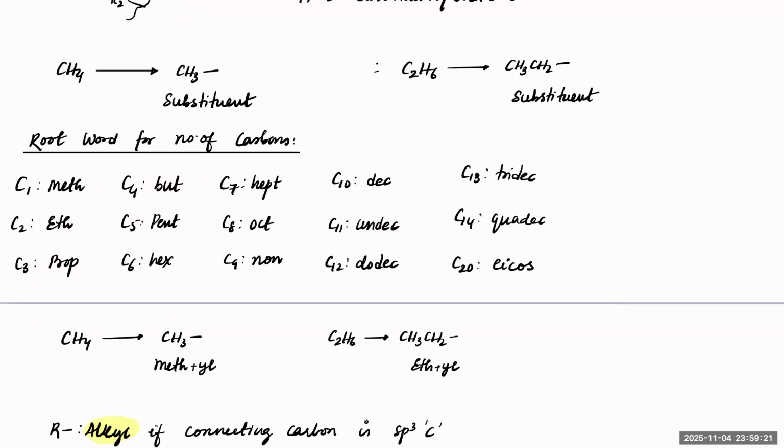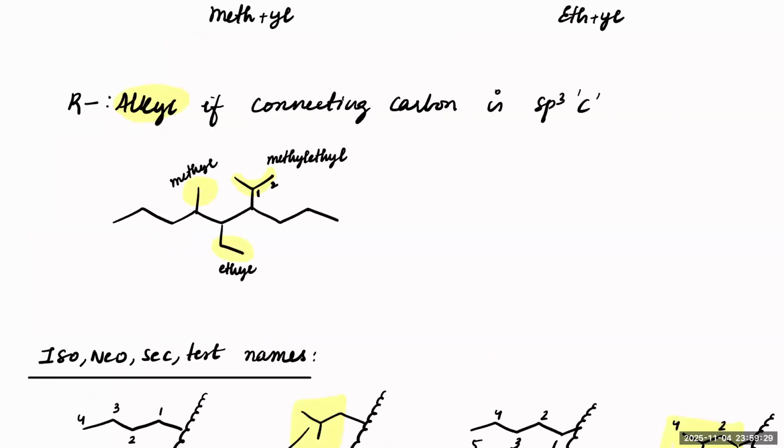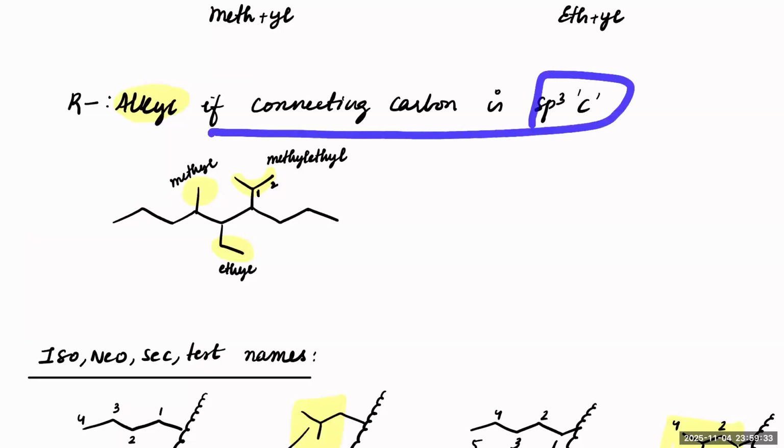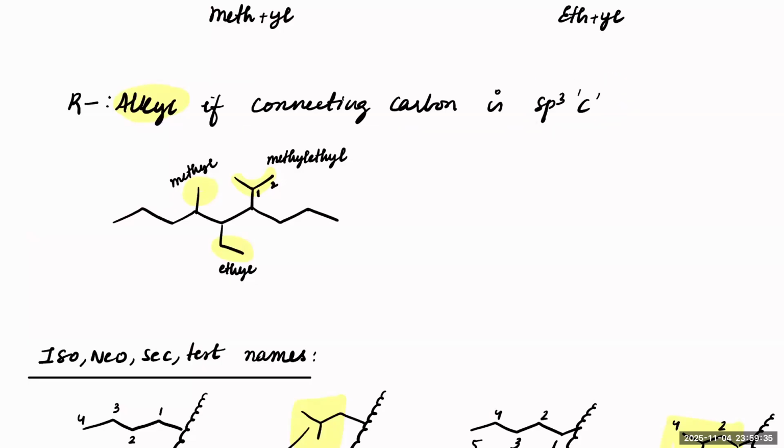Right, everyone? I hope all of you got this point. Notice this one. If R is an alkyl, the connectivity carbon should always be sp3. So you can see this is ethyl. This is single carbon methyl. This is isopropyl. You can use the word isopropyl or you can simply write it as methyl ethyl. So this is the methyl ethyl form.